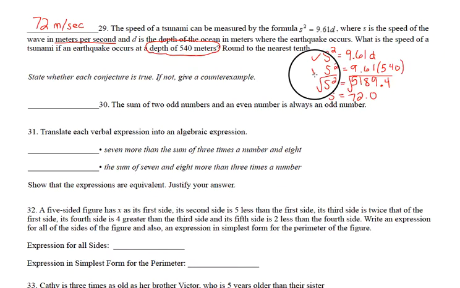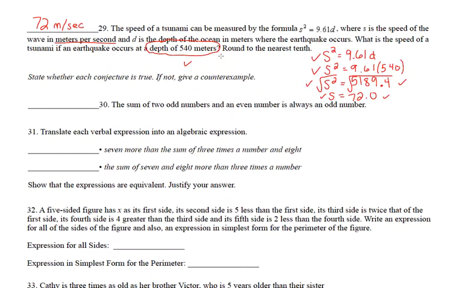On the next line, you can substitute in the values that you're given in the story problem. So we know that it's 540 for the d value, so you can plug that in. Next, we get s squared equals 9.61 times 540, which is 5,189.4. And because we have that as equal to s squared, we can undo that operation by taking the square root of each side. So s is equal to 72.0.